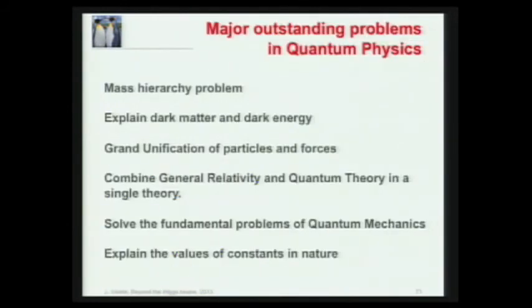So I finish this lecture with my view of the major outstanding problems in quantum physics. This is a list that many people share, others don't, but this is my view. These are problems that, if not for the next 10 years at the LHC, are for the next centuries. So the mass hierarchy problem that I have described in detail, maybe it will be solved quickly, we hope, if something is discovered at the LHC. Explain dark matter and dark energy. If these neutrinos or something similar are discovered, we have an explanation for dark matter, so this could be answered soon. Dark energy, I think, will take decades to understand.